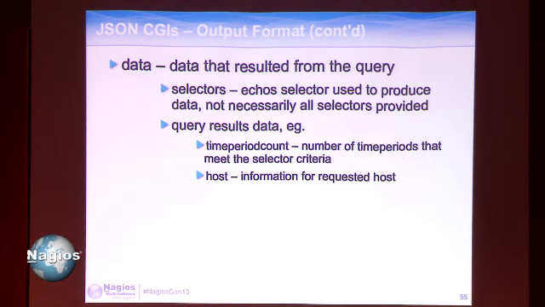And then the second and subsequent objects within the data object are the results of the data. So for example, if you do a time period count, it would just return the number of time periods that met the selector criteria. Or if you did a single host, it would return the information for that requested host.